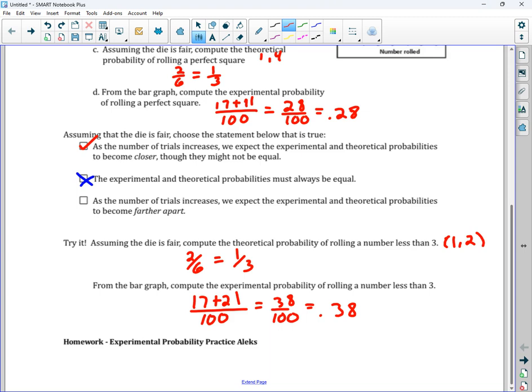You now have an experimental probability practice in ALEKS. Make sure you check your times, log into your other assignment or other class after this.